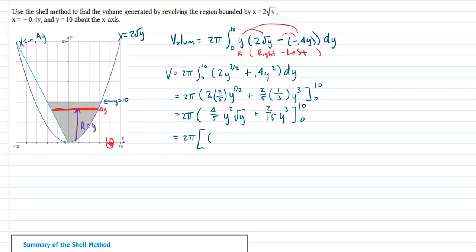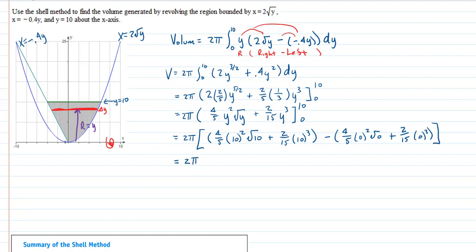So when we plug in our upper bound, that's going to give us 4/5 times 10 squared times the square root of 10 plus 2/15 times 10 cubed, minus, and then when you plug in a 0, I know we're going to get 0, but for the sake of the video, I'm going to show the steps. That's 0 squared square root of 0 plus 2/15 times 0 cubed. And then it's just a matter of cleaning up the arithmetic.